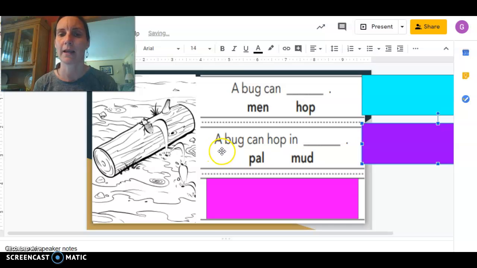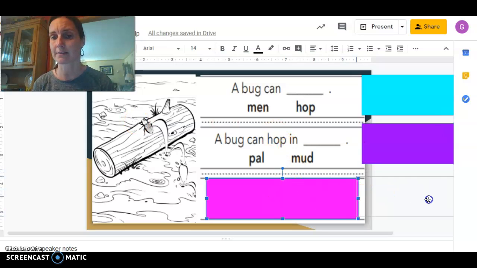Read it with me. A bug can hop in blank. Next, try out your 2 choices. A bug can hop in pow. A bug can hop in mud. Think about which one makes sense. Which one do you think makes sense in the sentence? Right, mud. A bug can hop in mud. Check the picture. And I see that the bug was in the mud and now is on the log.